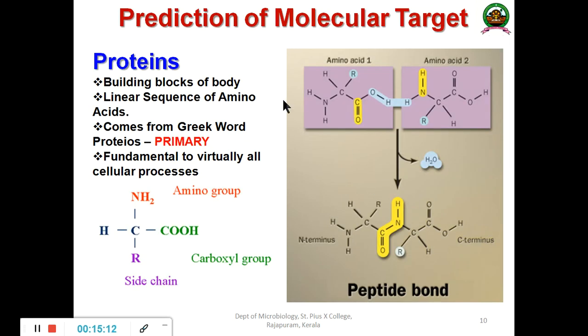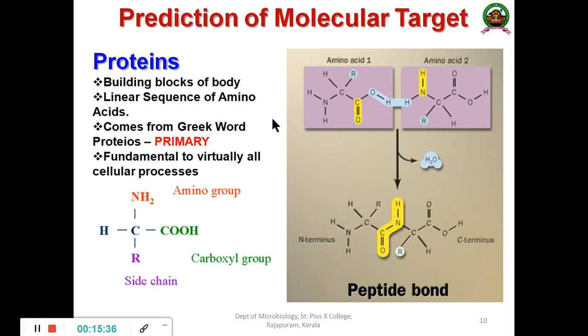And whenever you talk about a molecular target, most of the molecular targets are proteins. So for the student community, for the sake of students, now I will be dealing with some basics about the molecular targets, mainly the proteins. As you all know, proteins are the building blocks of the body.